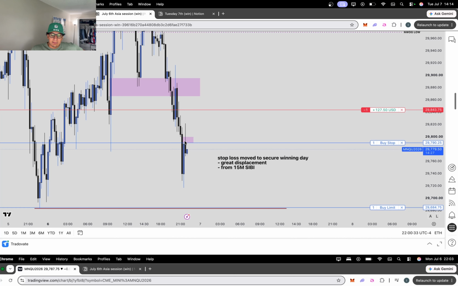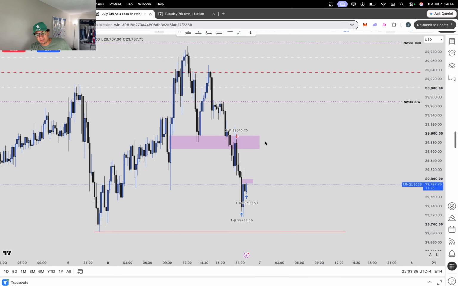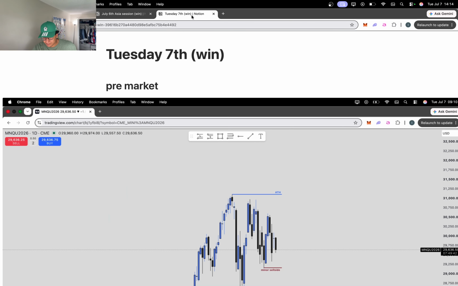So we formed this 15-minute SIBI, respected it, and then, however, I did move down my stop loss all the way down here, which would have secured me a winning day on the account if I did end up getting stopped out. And what happens, I do get stopped out for about $300, securing another winning day on the Apex PA account.